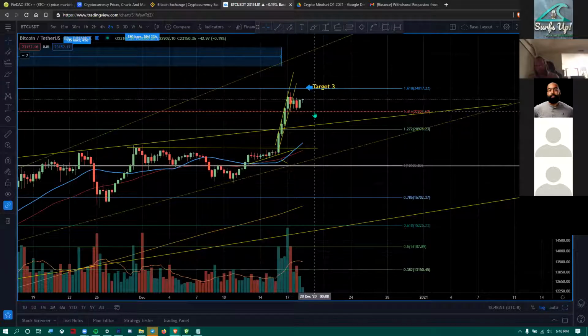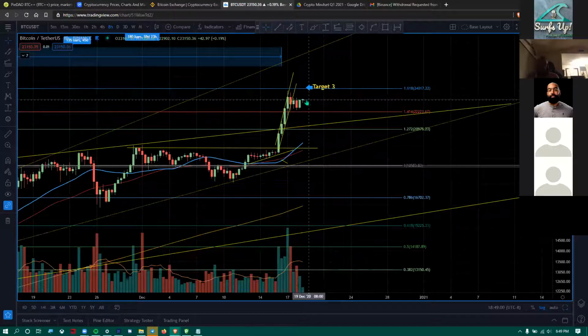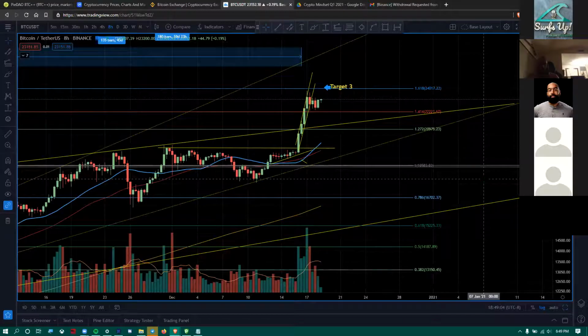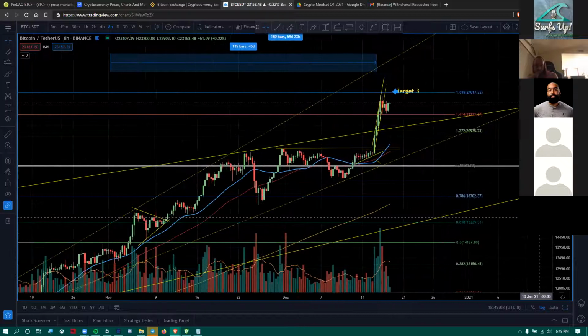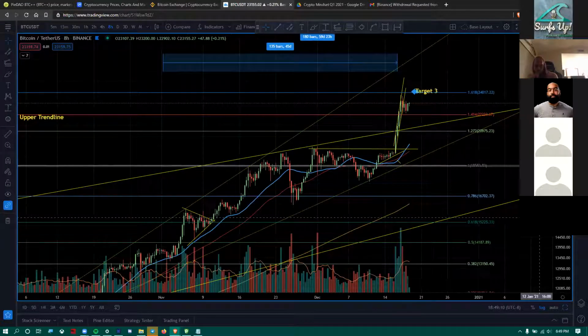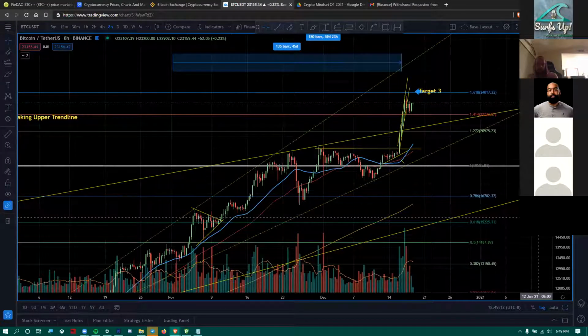So we could see it retesting this level and continuing on to this third target, which today Bitcoin's been pumping again. So besides that, that's pretty much everything I got for you guys, I think.